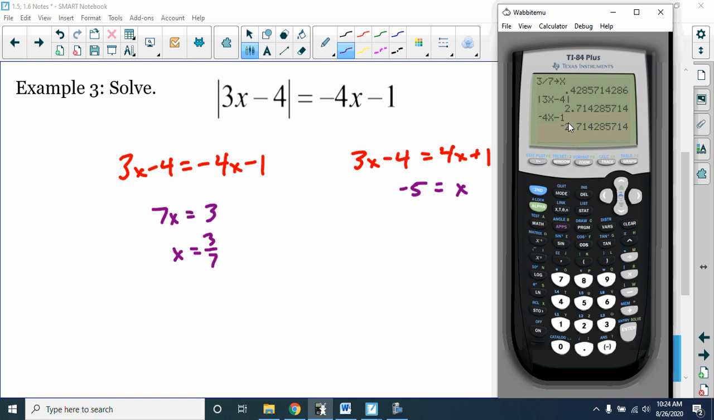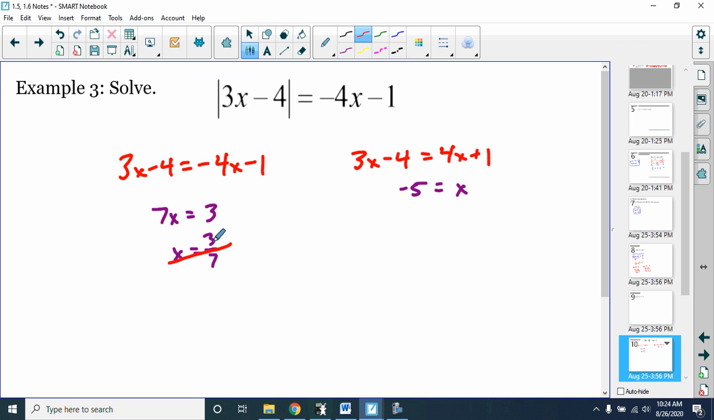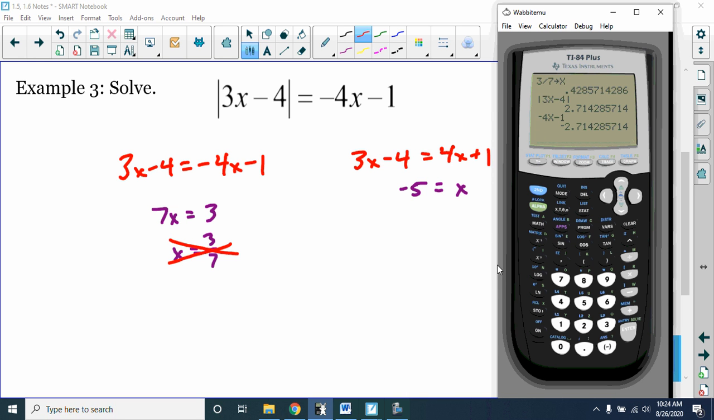Notice they are not the same thing. They're almost the same thing, but this one's negative, that one's positive. So 3/7 did not check for me. I should still see your work for it, but it's an extra solution, an extraneous solution.